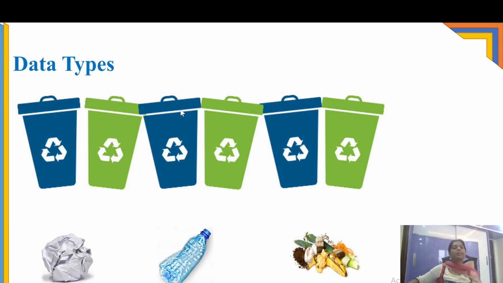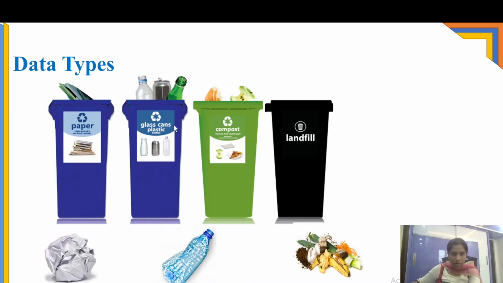Let us understand data types with a real-time example. Here there are 3 types of garbage, and we don't know which one should be kept in which garbage bin, because the bins are not labeled. In this example, paper we will throw into this one; glass, cans, plastic we will throw into this; and compost we will throw into this. Like that, which type of garbage each bin will hold is clearly mentioned.